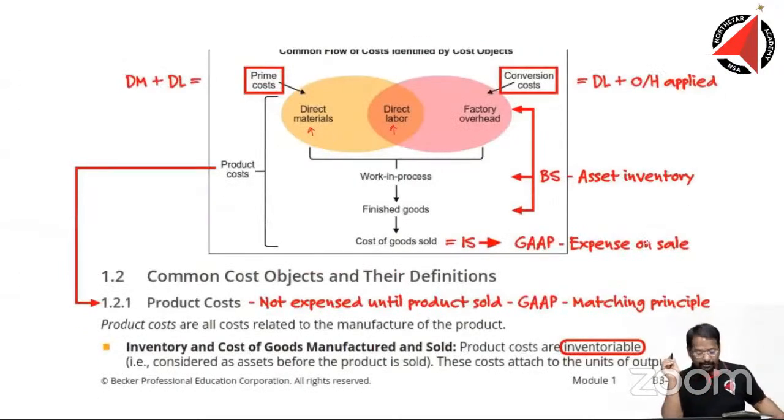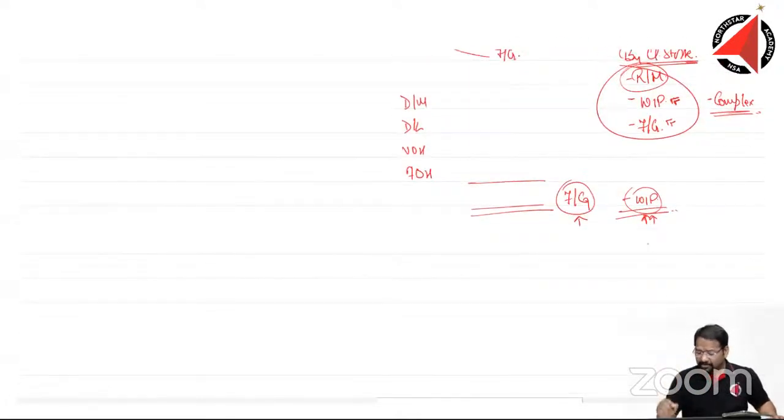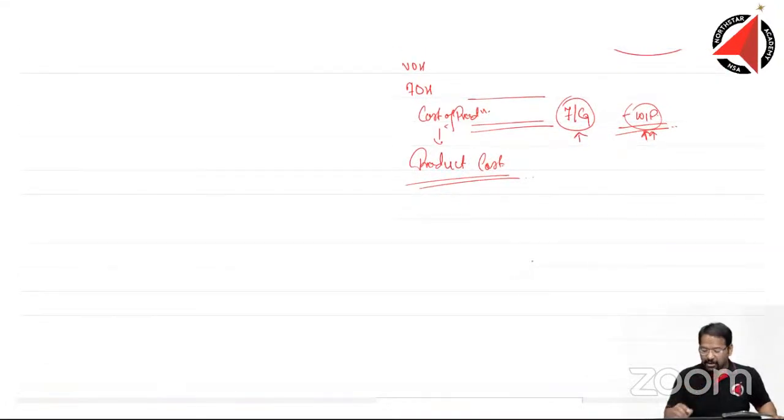Fine. So in technical terms, here we told cost of production. Cost of production is also referred to as product cost. Now, here is where confusion comes, because there are two types of cost. One is called product cost, which I have just written here. One is called period cost.